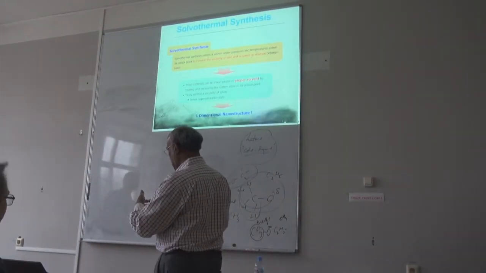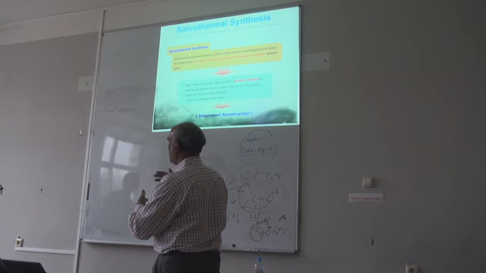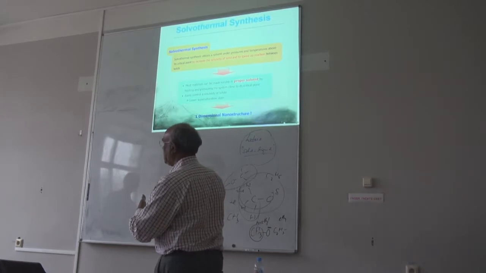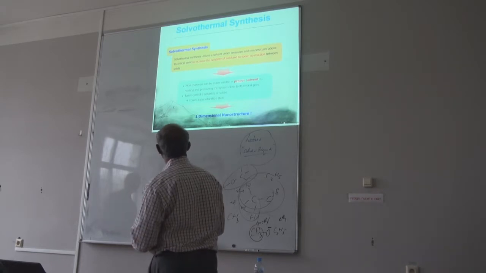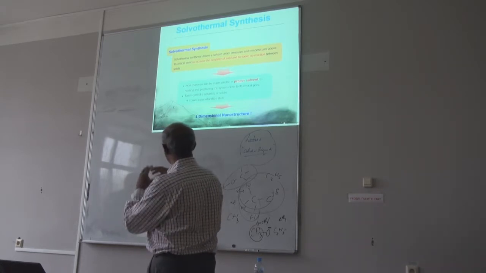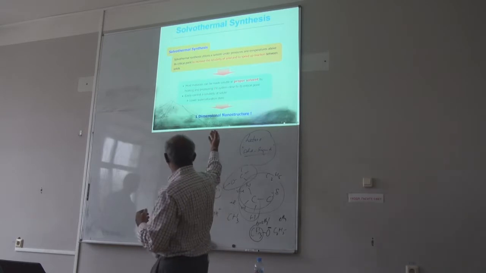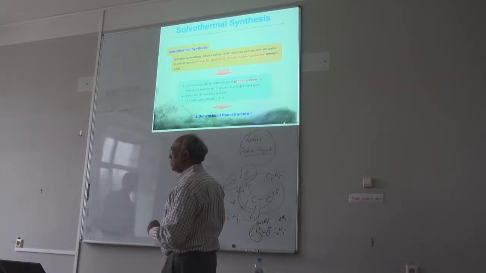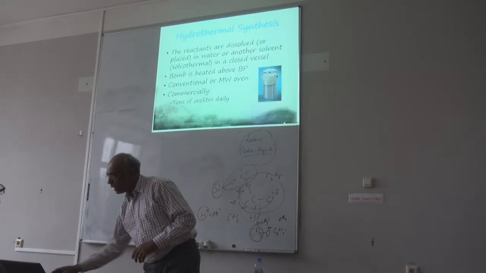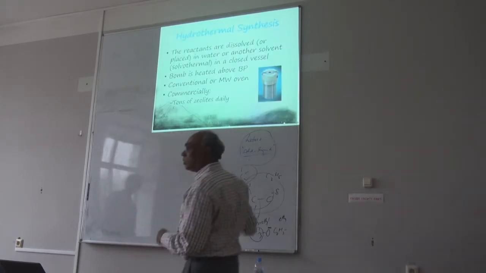It's a critical temperature. So you supersaturate the precursors. Then it will start making materials. It can make nanoparticles, and you can even make nanowires also. So this is how that autoclave is.